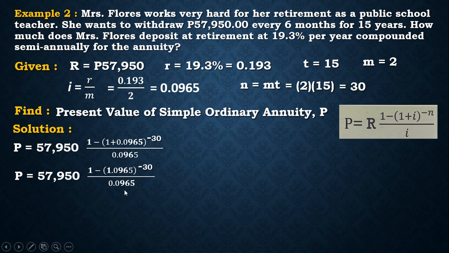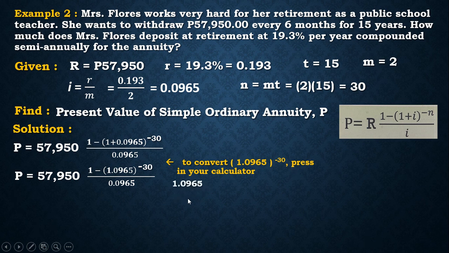Ngayon, ang susunod po na step, i-convert po natin itong part na to. Wala po munang gagalawin dito sa mga to. Pag kinonvert po natin ito, ito ang mangyayari. To convert 1.0965 raised to negative 30, press the following in your calculator. Unang-una, 1.0965.